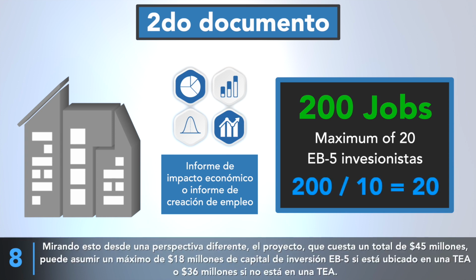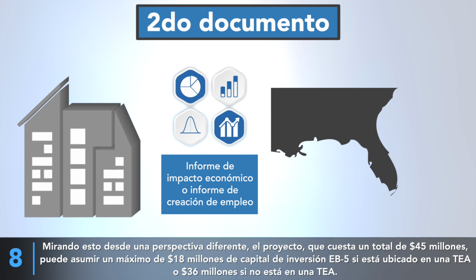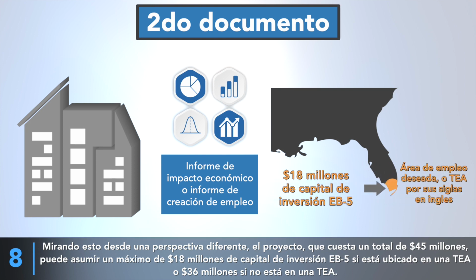Looking at this from a different perspective, the project, which costs a total of $45 million, can take on a maximum of $18 million of EB5 investment capital if it is located in a TEA, or $36 million if it is not in a TEA.